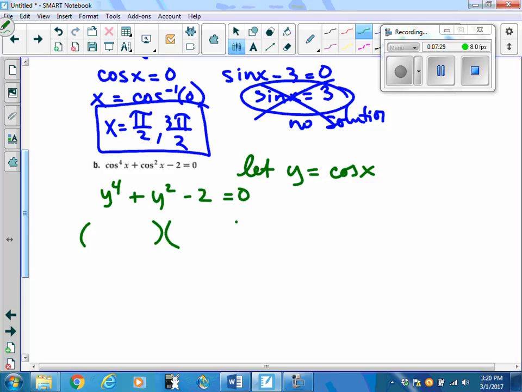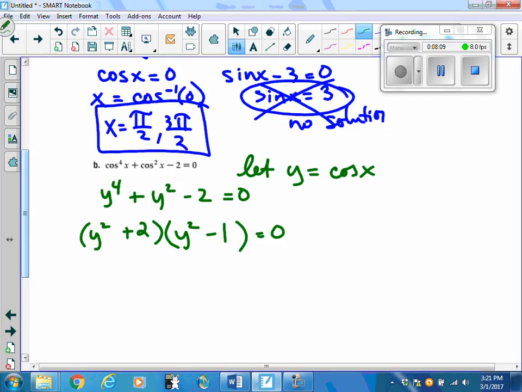So I'm going to treat this like a quadratic, even though it's not, but it's got some similar properties, because y squared times y squared is y to the fourth. And then I do have 3 terms, just like any other trinomial. I want factors of negative 2 that when I add them together give me 1. So that would be plus 2 and minus 1. And you can double check if you do the FOIL method. y squared times y squared is y to the fourth. And then we've got y squared times negative 1, which is negative 1y squared, plus 2y squared would be y squared. And then the last terms would give me negative 2.